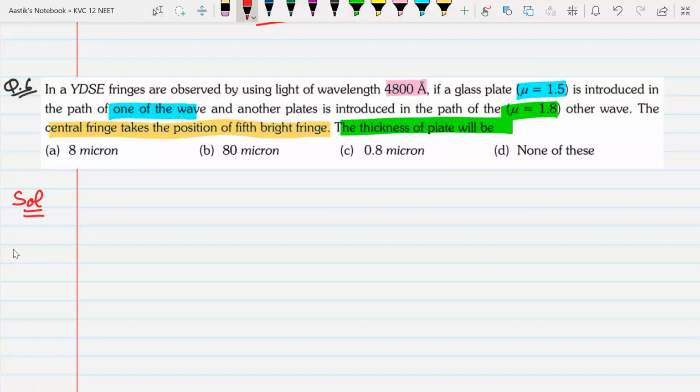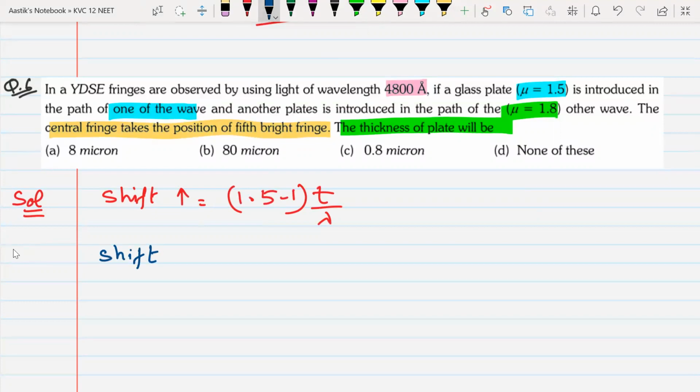You find the shift due to the first plate. Let me call this shift upwards. The shift upwards will be mu, which is 1.5, minus 1, into T by lambda. Yes or no? Then you find the shift downwards. Shift downwards is 1.8 minus 1 into T by lambda. Yes or no? Yes, sir.